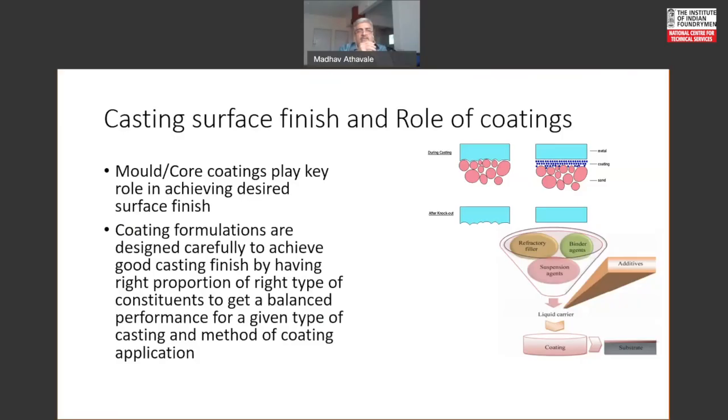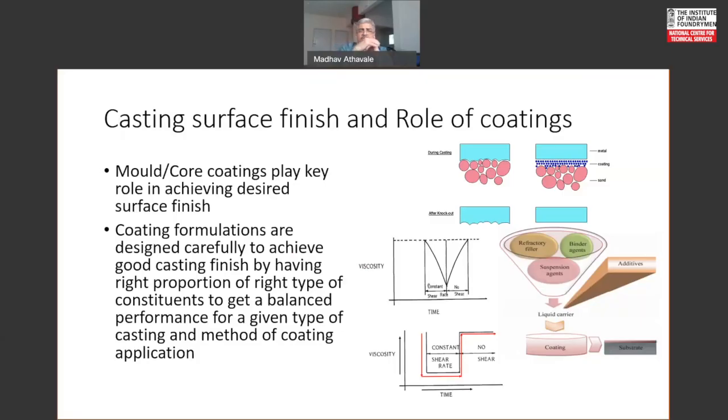Generally, it will be fair to say that coating formulations are designed very carefully to achieve good casting finish by having the right proportion of the right type of constituents to get a balanced performance for a given type of casting as well as method of application. A quick look at viscosity behaviors.